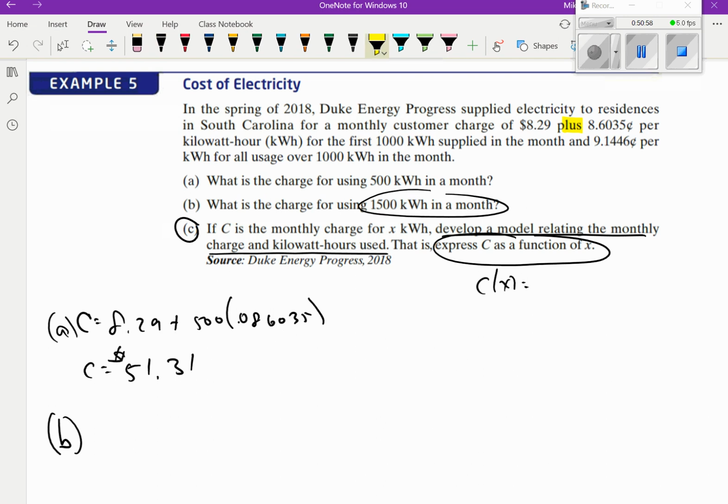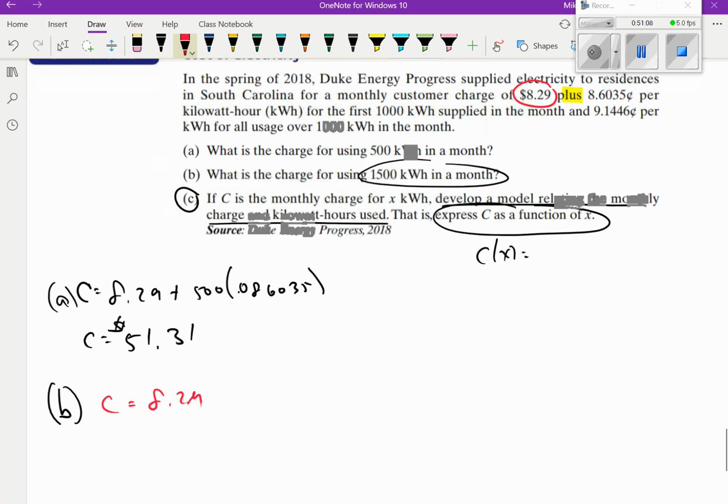My charge is going to end up being $8.29. Okay, so I get that automatically no matter what. So my cost is going to be $8.29. And then I get basically 8 cents for the first 1,000 kilowatt hours. So I've got 1,500. So I really have, in this case, 1,000 hours plus another 500. So this first 1,000 gets charged at 8.6 cents, and the next 500 get charged at the 9-cent charge.